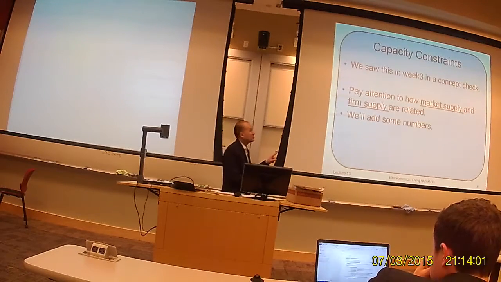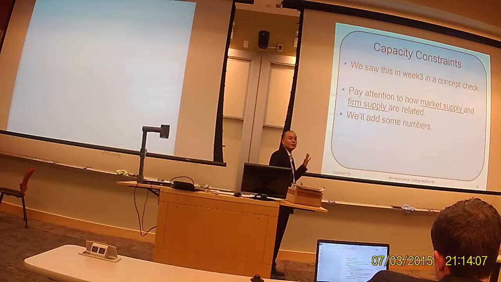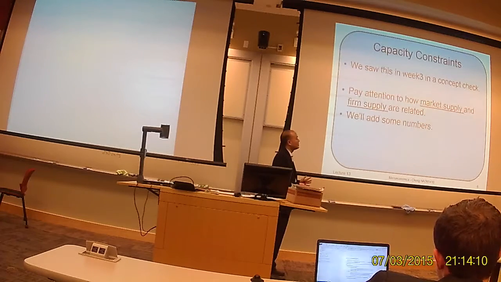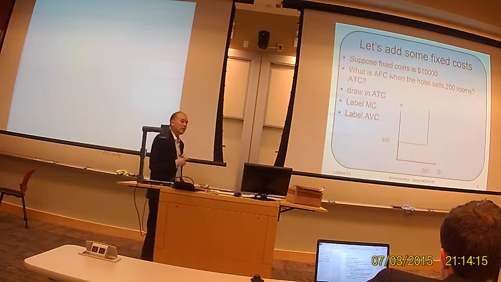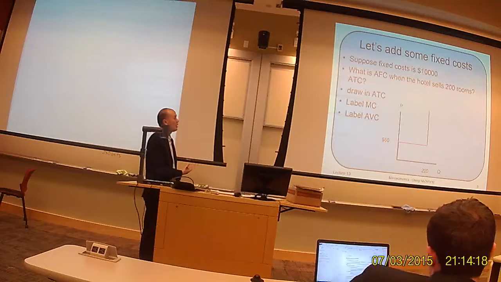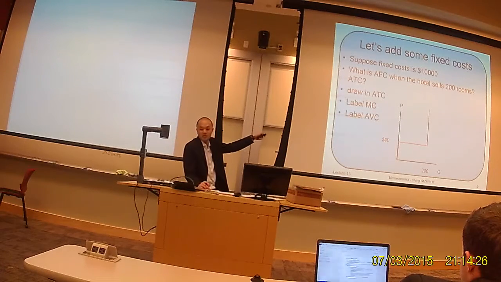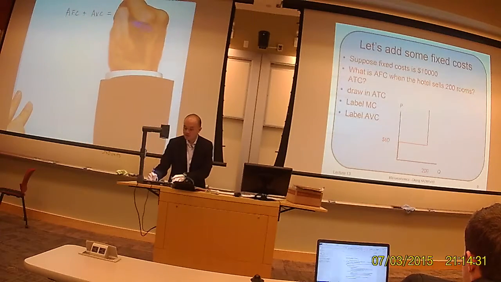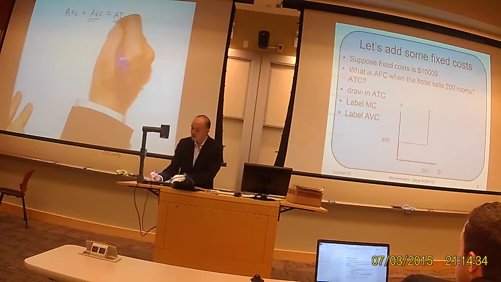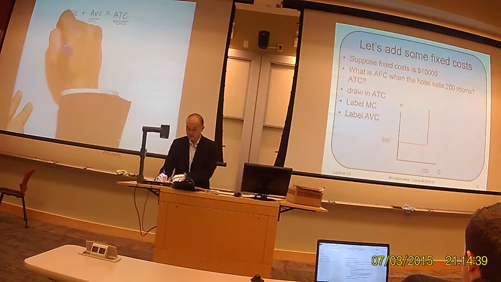And as we look through these capacity constraints, I want you to see how the market supply and firm supply are related, because this is a place where I can ask you numerically, and it's not going to be too hard. So first, suppose I have fixed costs of $10,000. How do I draw average fixed costs, and how do I draw average total cost? Well, I'm not going to draw average fixed costs. I'm just going to include it as the difference between average total cost and average variable cost. I'll say that again: average fixed cost plus average variable cost equals average total cost. So if I just draw these two things, this is implied on the curve. That's the first part.